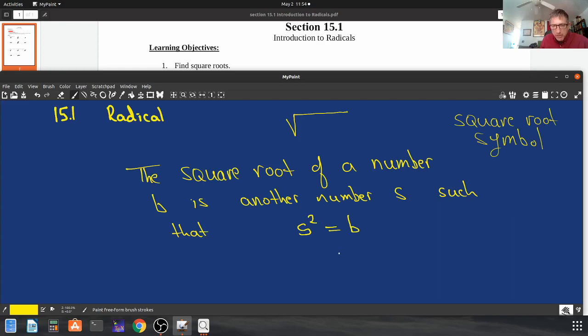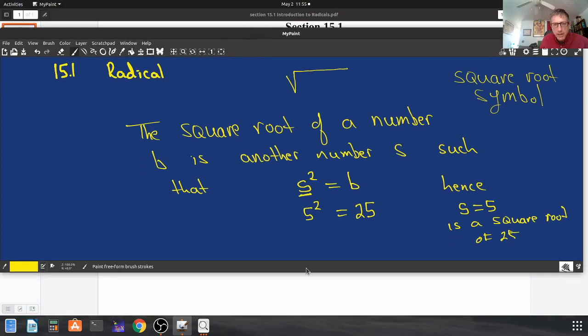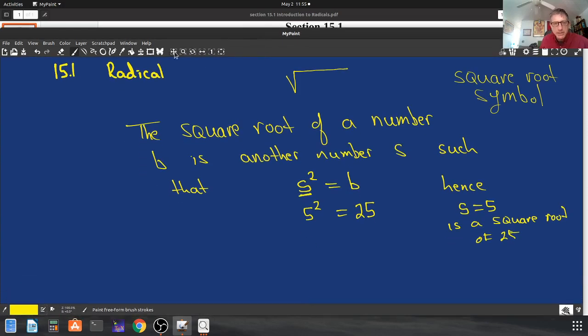So for example, if b is our number 25, then a square root of 25 is another number s such that s squared is equal to 25. So let's let s equal 5. Then 5 squared is 25. Hence, s equal 5 is a square root of 25.